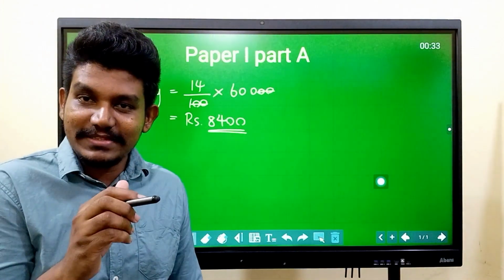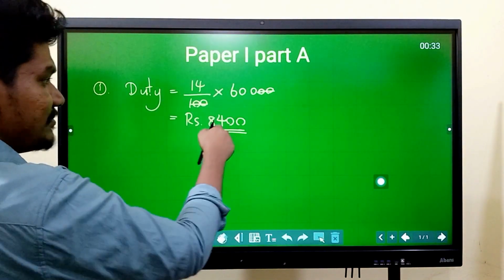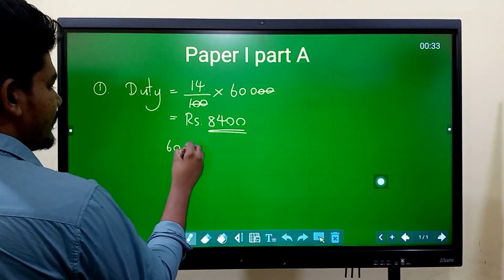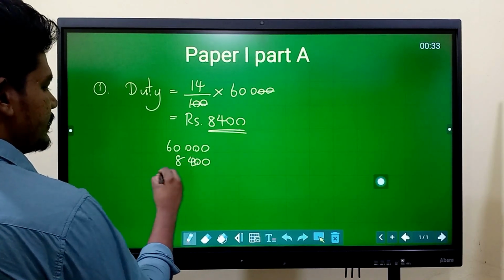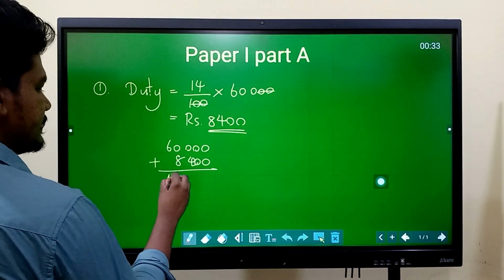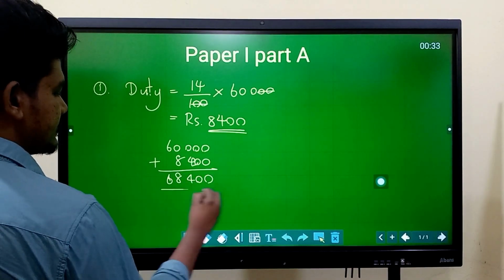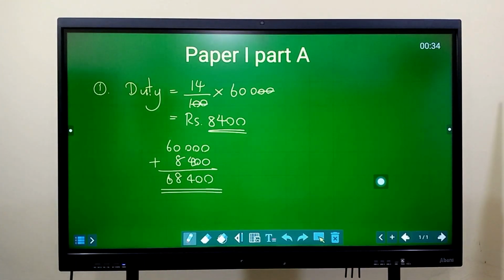But if we want to find the final amount, we have to add this amount to 60,000. So the final amount will be 60,000 plus 8,400, so it will be 68,400 rupees. That's going to be the final value of the item.